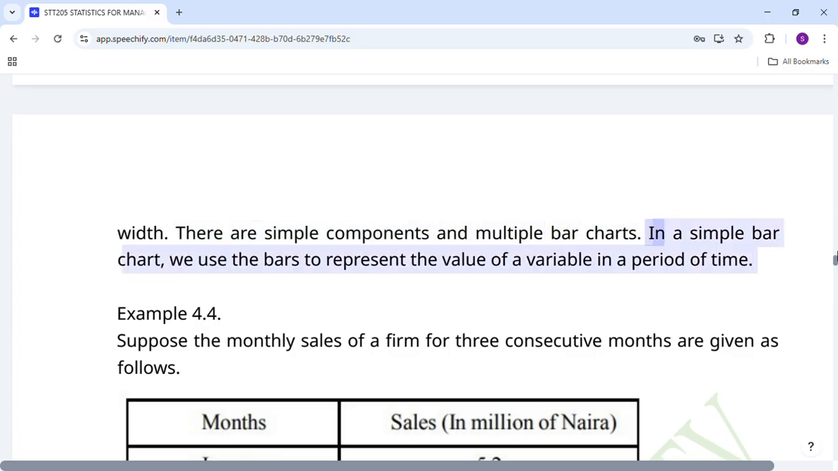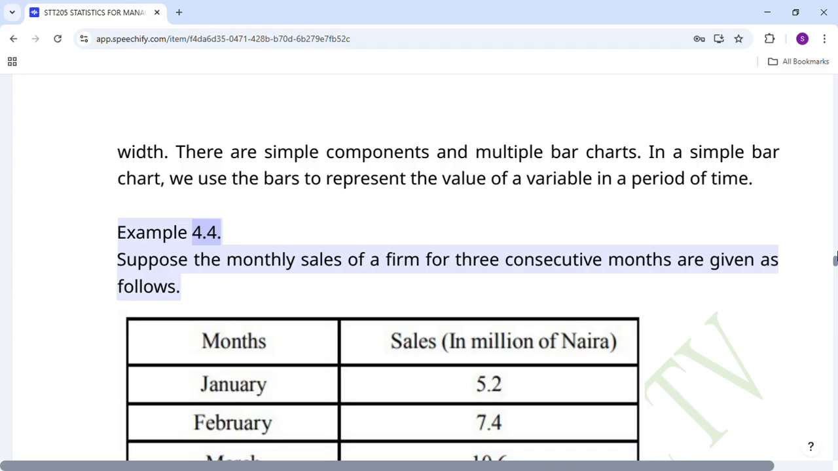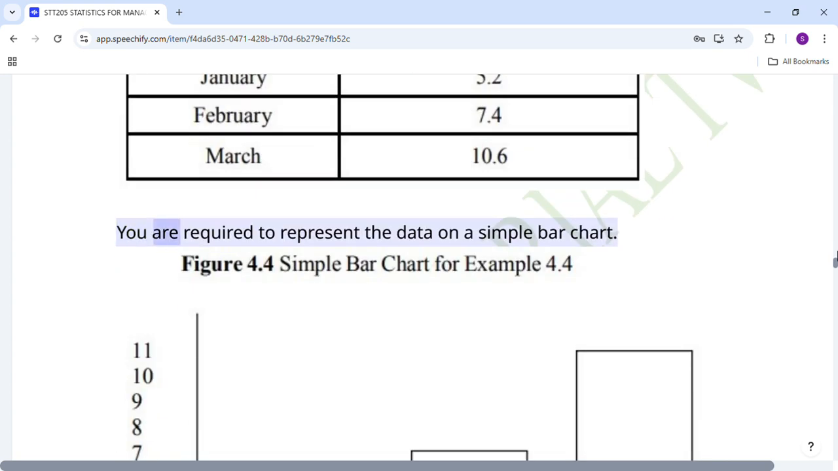In a simple bar chart, we use the bars to represent the value of a variable in a period of time. Example 4.4. Suppose the monthly sales of a firm for 3 consecutive months are given as follows. You are required to represent the data on a simple bar chart.